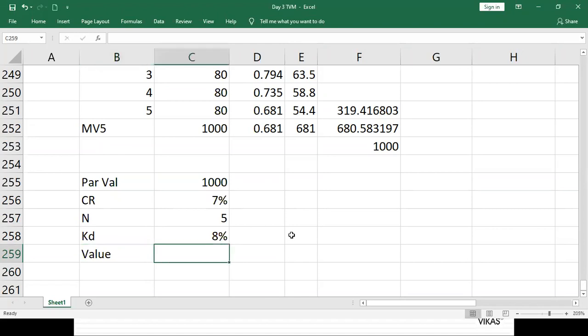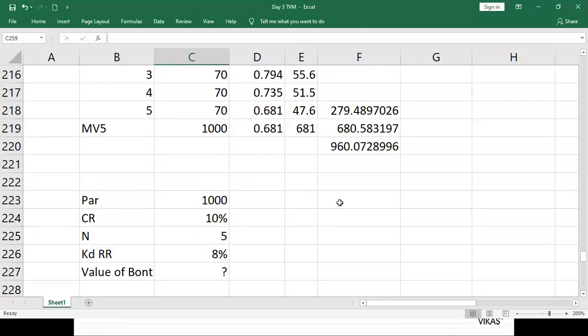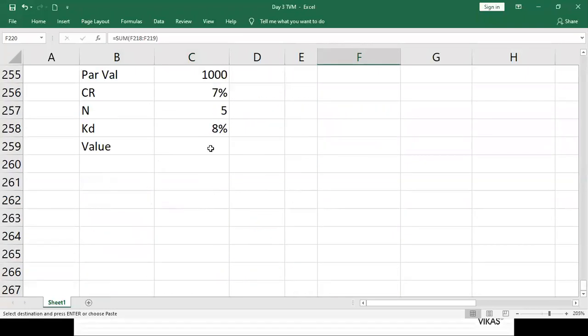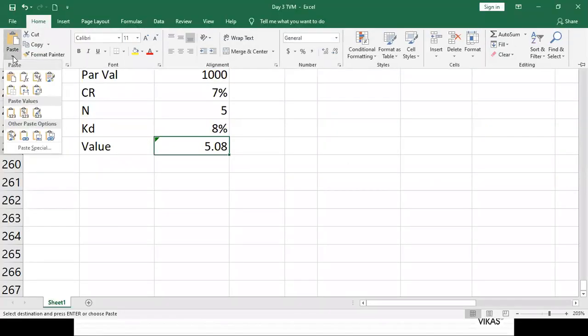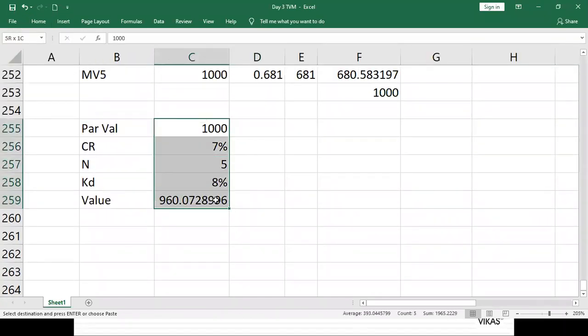and cost of debt was 8%, and the value of the bond, right? Value of the bond, how much? The first time 1000 or 900, 960. Right, 960.